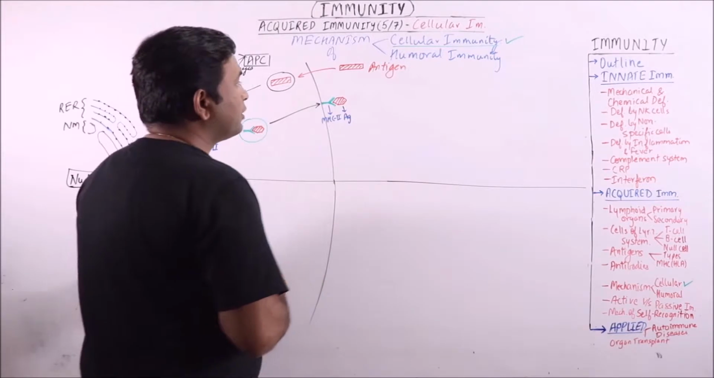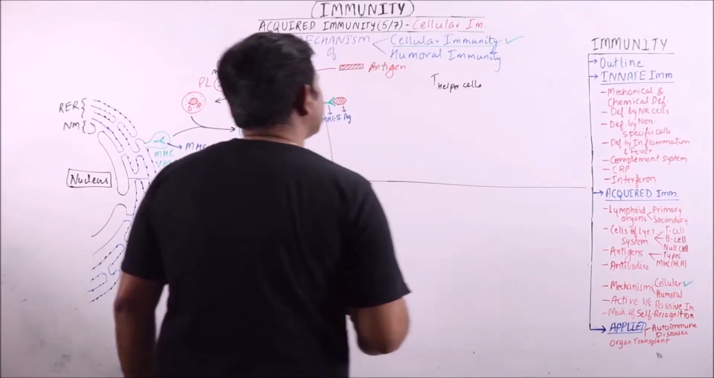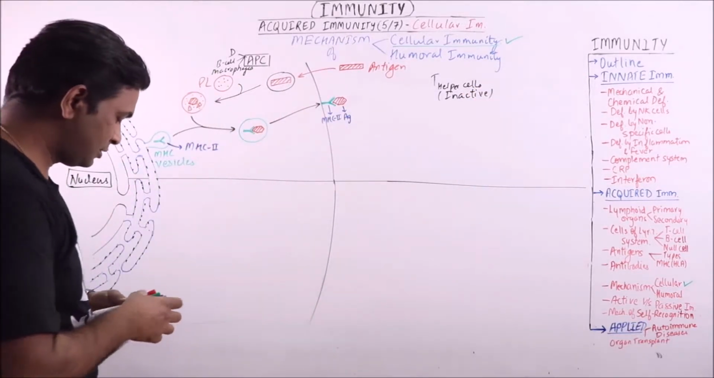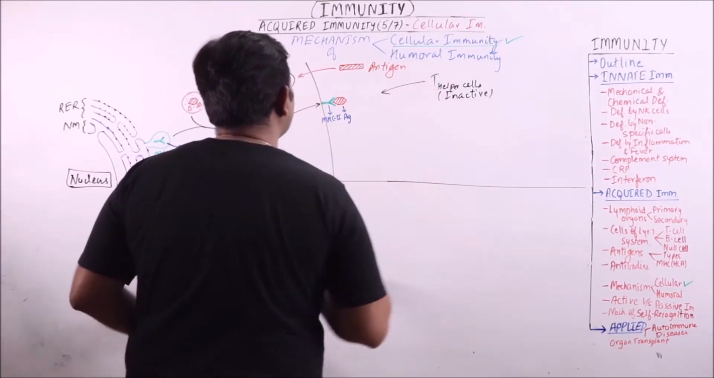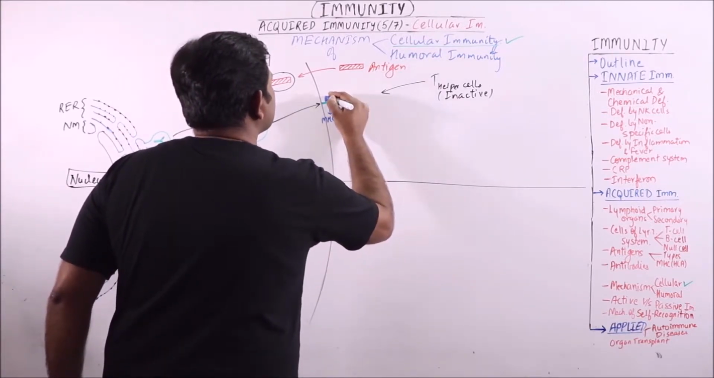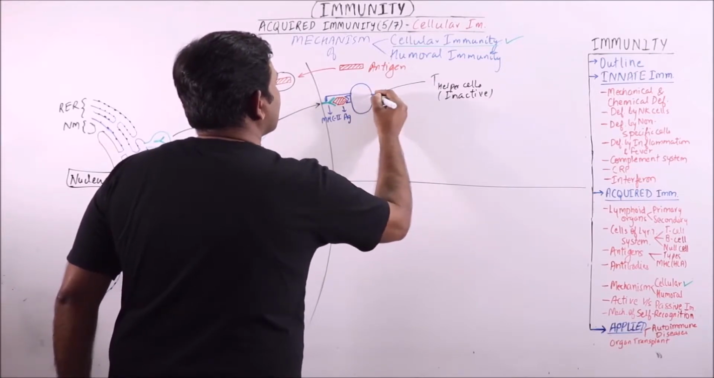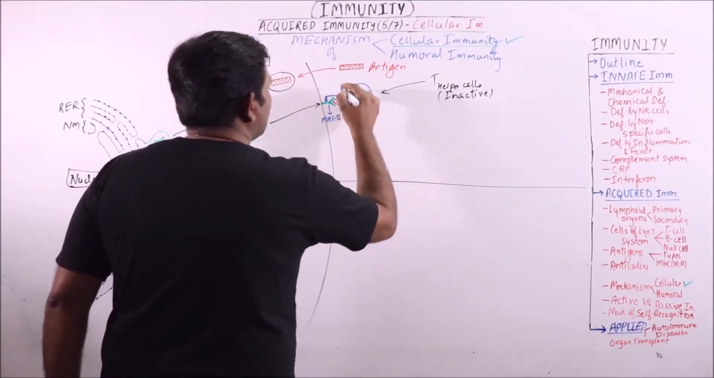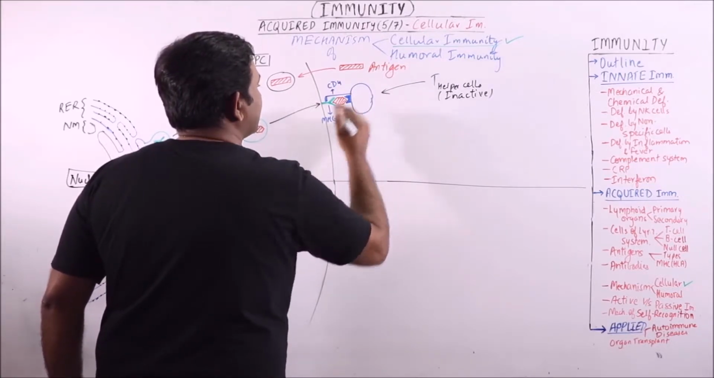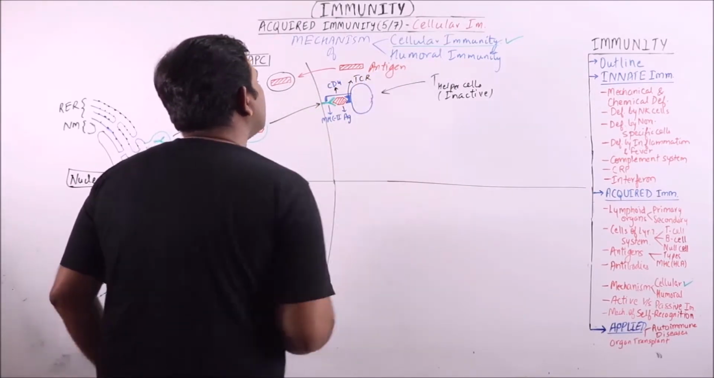Then it will attract the T helper cells. These T helper cells are inactive. So inactive T helper cells are attracted to the MHC Ag complex, and these will bind to this MHC2 Ag complex. This is inactive T helper cell, and this is CD4 protein, and this is TCR. This is CD4 and this one is T cell receptor.